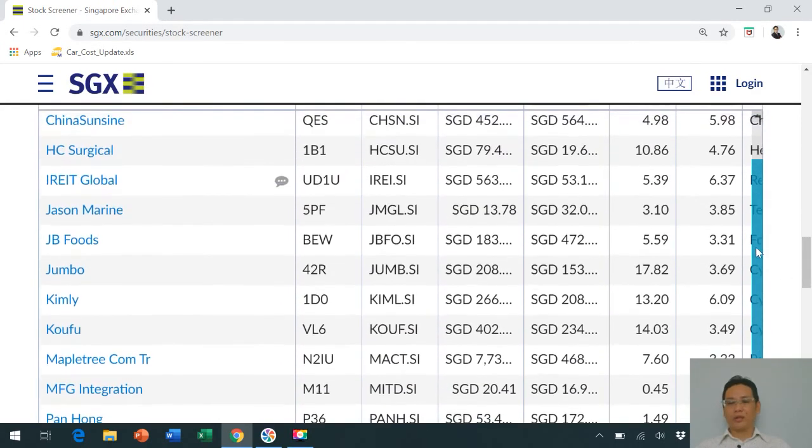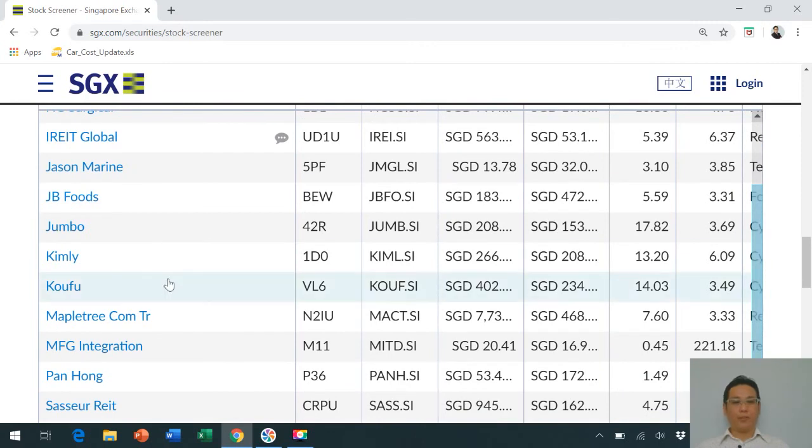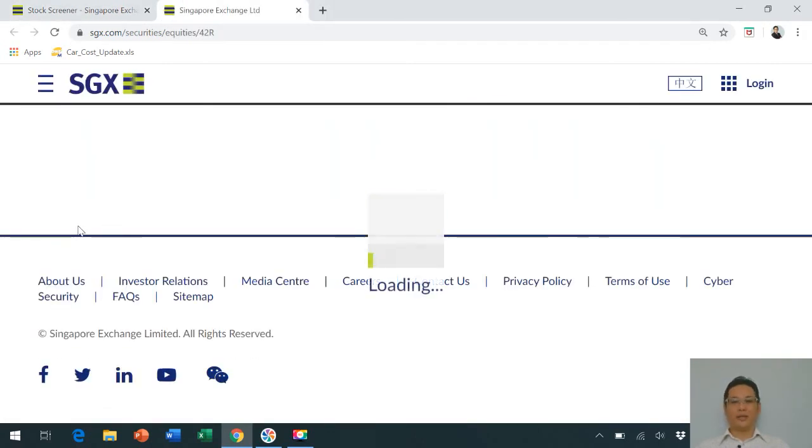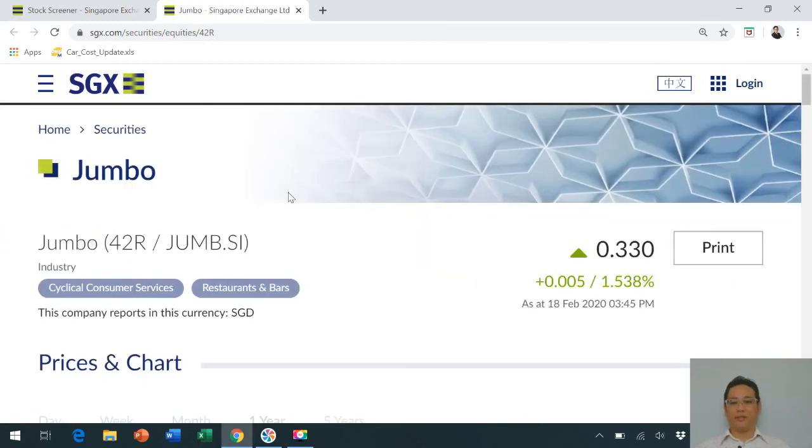Maybe I just pick one stock that many are familiar with, Jumbo. If you are a seafood fan, you probably know what this company does. Yes, they sell very famous chili crab. So once we come in here, we can actually do quite a bit of analysis for this company.